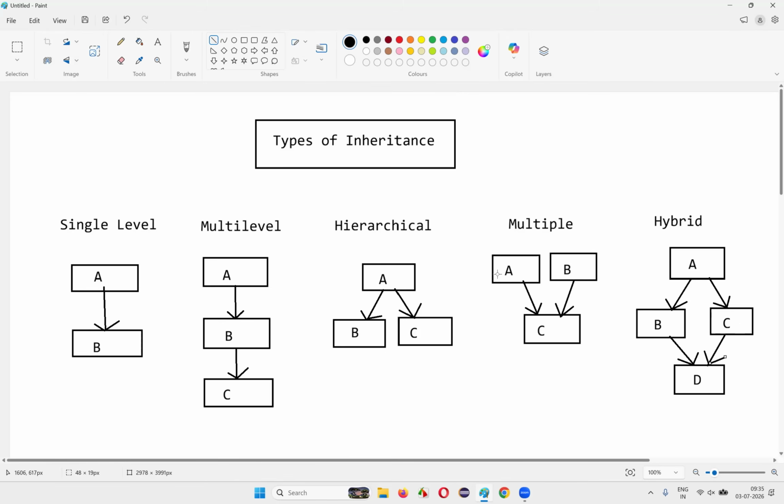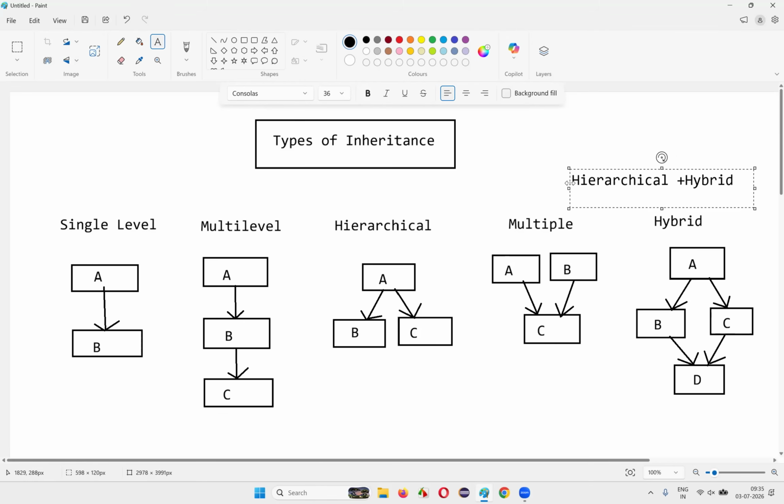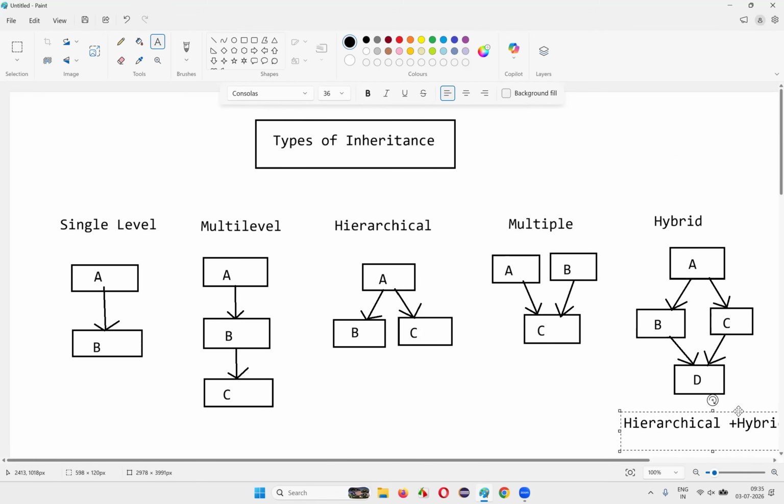This part, if you see, resembles multiple inheritance, right? So hybrid is a combination of hierarchical plus multiple. Hierarchical plus multiple will become hybrid here. So these are the different types of inheritance we have in Java.